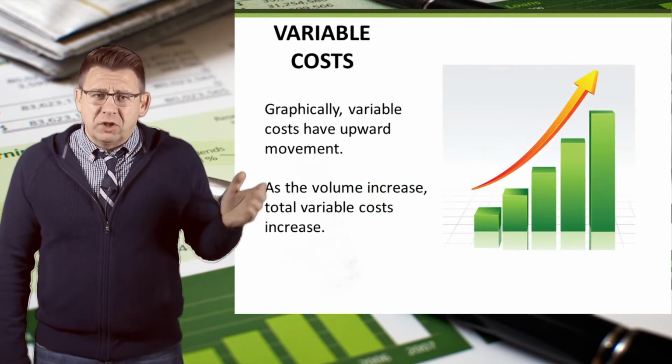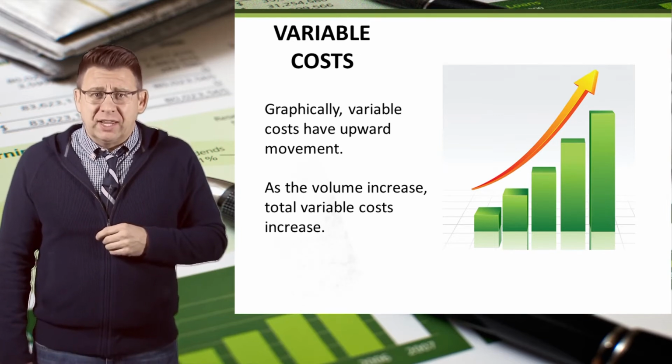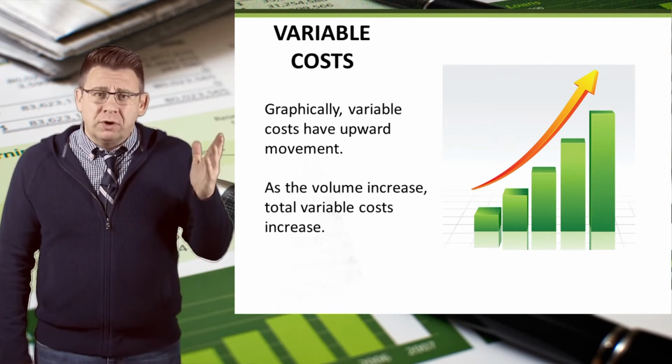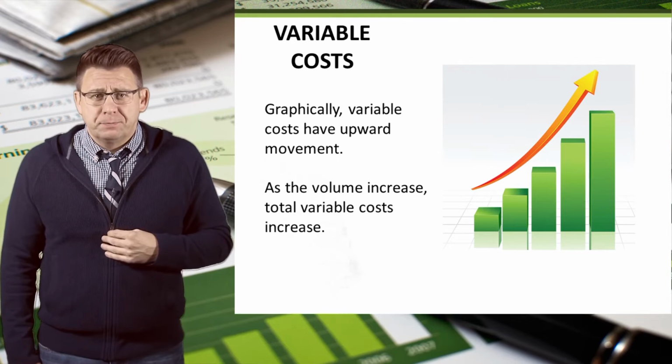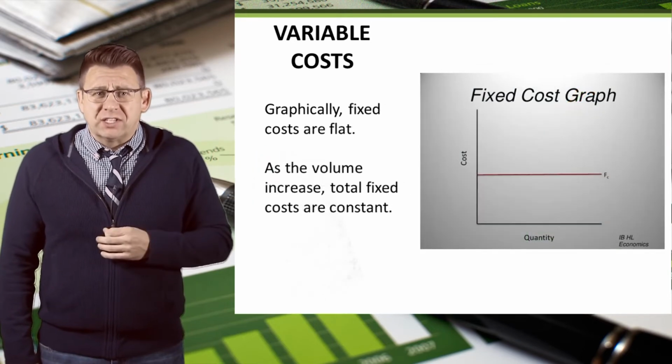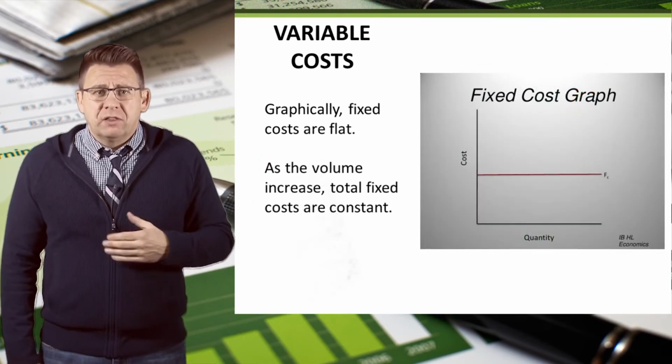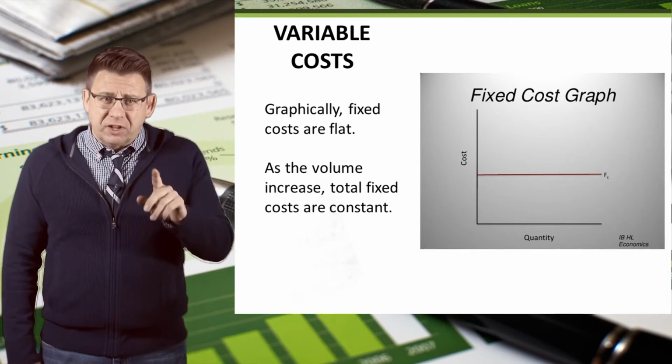The manager gets paid the same amount regardless of how many hamburgers they sell. This is what a variable cost graph would look like. It's a movement upward as volume increases. This is what a fixed cost graph would look like. The movement is flat as volume increases.